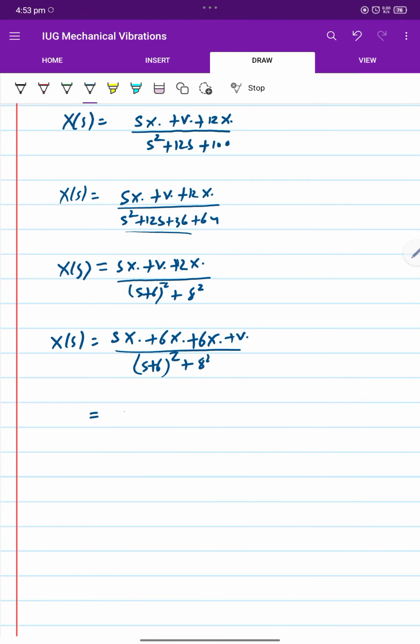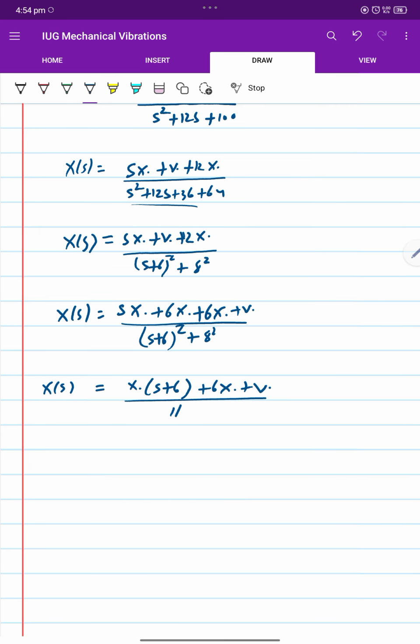And we can just take x naught as common to become s plus 6 and plus 6 x naught plus v naught, and the denominator is the same. I'm not going to write it again, just to keep it simple. Now you can write separately under each x term and the numerator. So it becomes x naught into s plus 6 over s plus 6 square plus 8 square plus 6 x naught plus v naught divided by s plus 6 square plus 8 square.